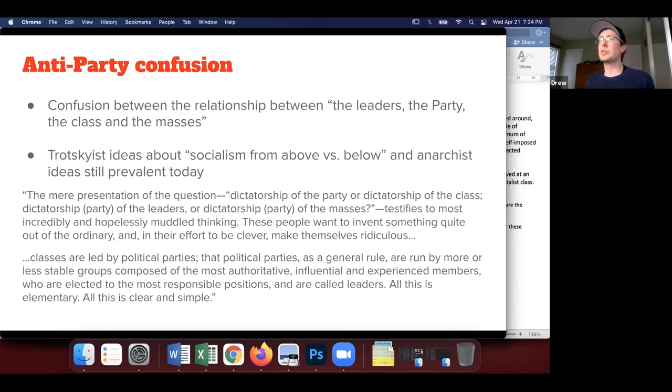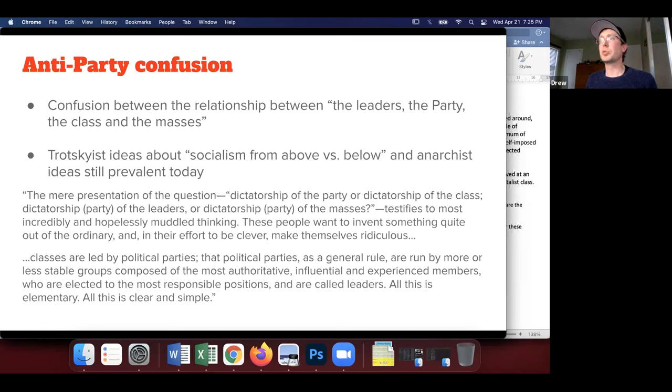Lenin goes on to describe in detail the definitions of the masses, classes, political parties, and leaders to cut through obfuscation. It is still common today to find views on the ultra-left that are anti-communist in the form of being anti-political party. This includes a great many anarchist tendencies, as well as Trotskyists who insist on creating a dichotomy between socialism from above, which happens to include all existing socialist societies, and their own pure brand of socialism from below, which conveniently has never existed.